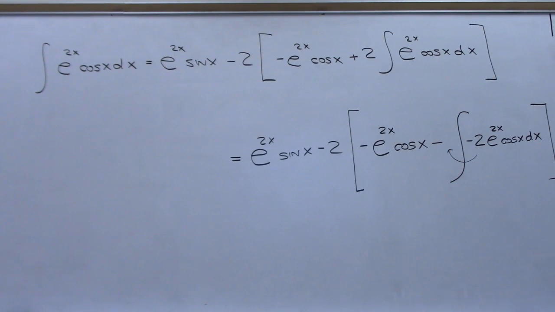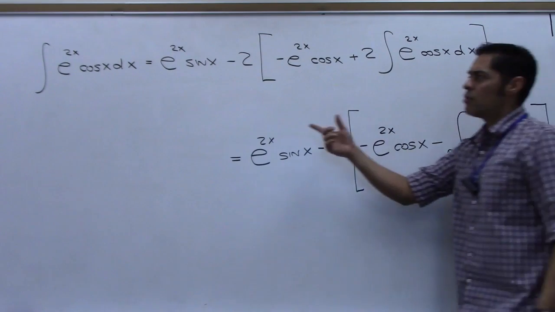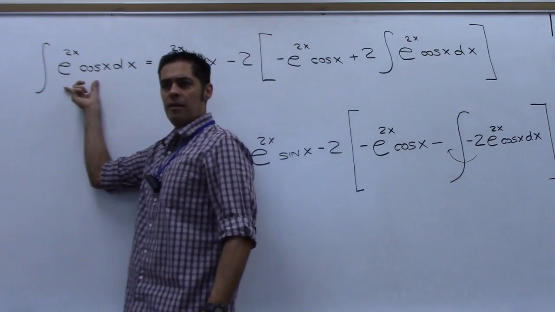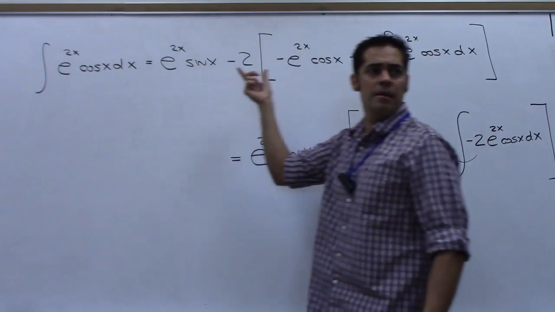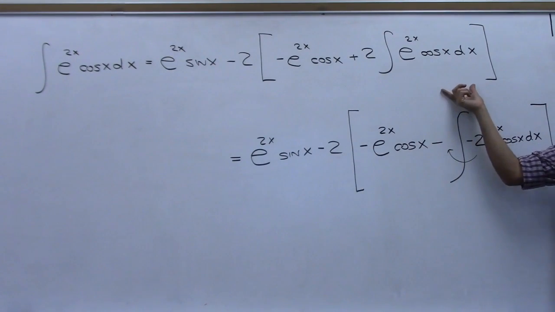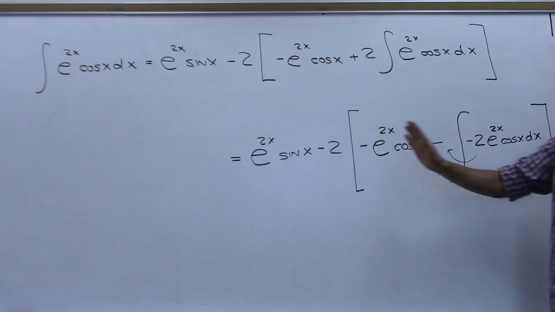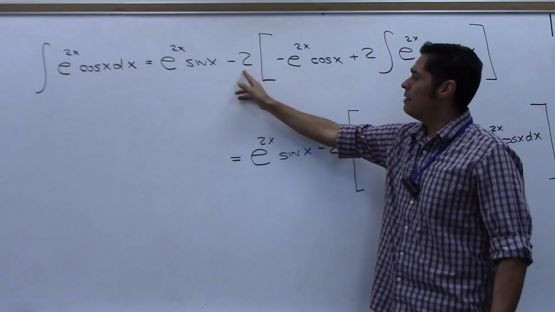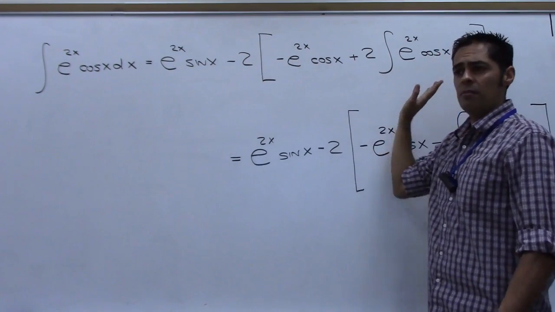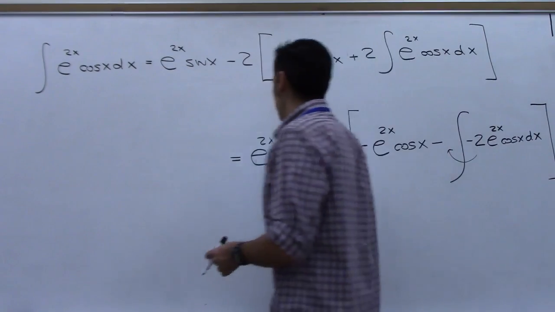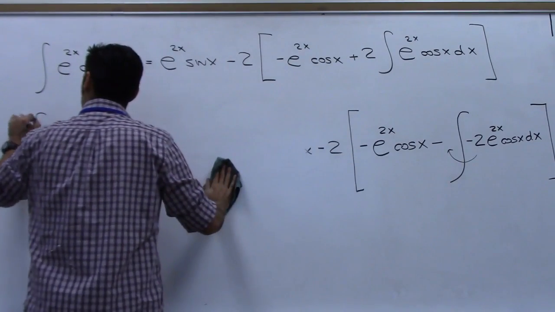Does anybody see something? The integral we're trying to solve for has appeared again on the other side of the equation. And that might initially seem like a bad thing, but it's actually a great thing, as you're going to see on the next step. So what I'm going to do right now is that negative 2 in the bracket, I'm going to go ahead and pass it through. All right, so let's pass that negative 2 through. I'm going to rewrite the left side again.